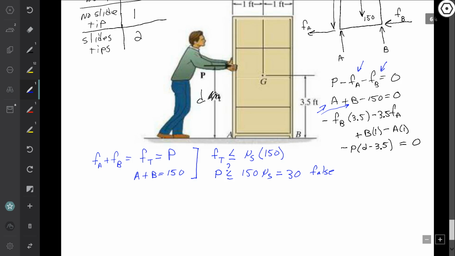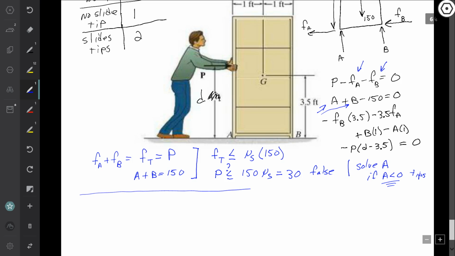How would you know if it tips? Well, the only way you'll know if it tips is you'll solve for the pressure under A. And if A is negative, that means that the floor has to be pulling A down in order to keep it from tipping. So if A has to be negative, then you would say it tips. So that's how you would check that assumption.